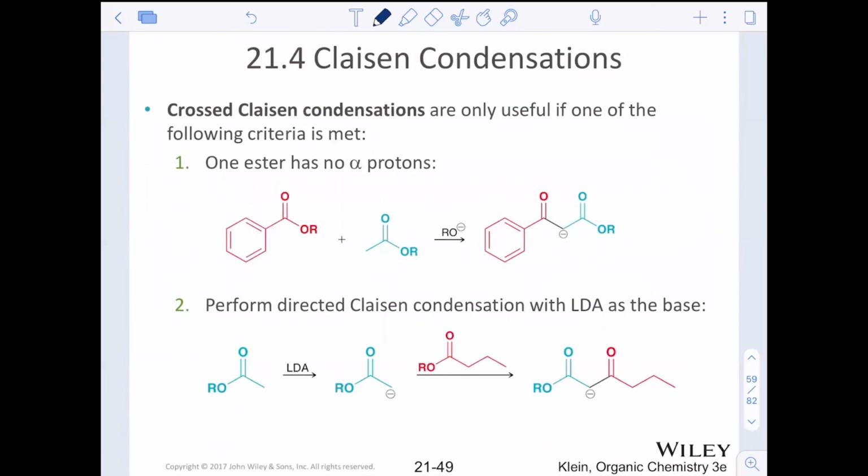Crossed Claisen reactions are also useful if, again, very certain criteria are met. One ester has no alpha protons. Again, keep it simple. Or again, we can use directed Claisen condensation with LDA, very similar to what we just saw with our crossed aldol condensations.